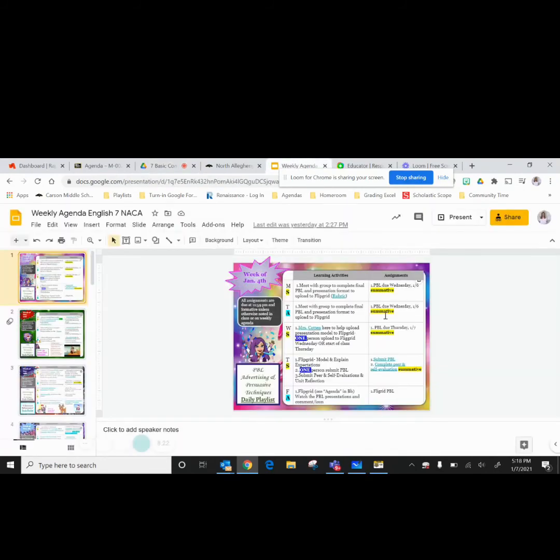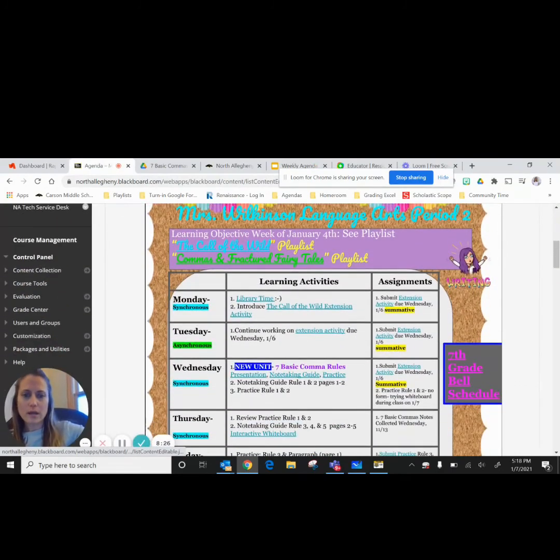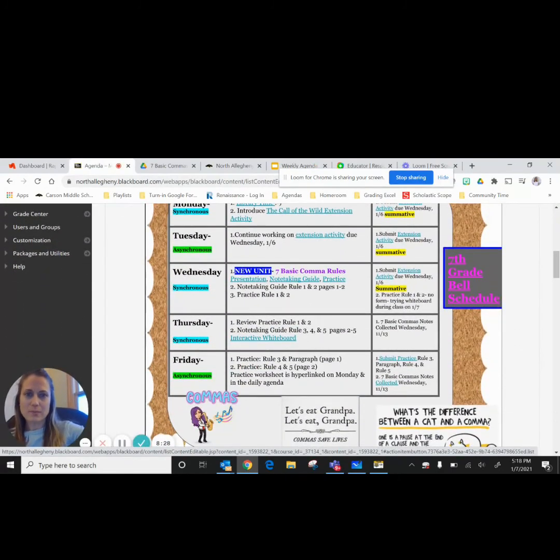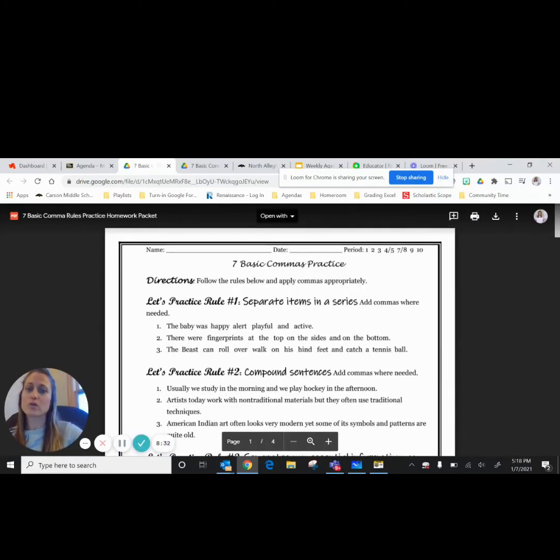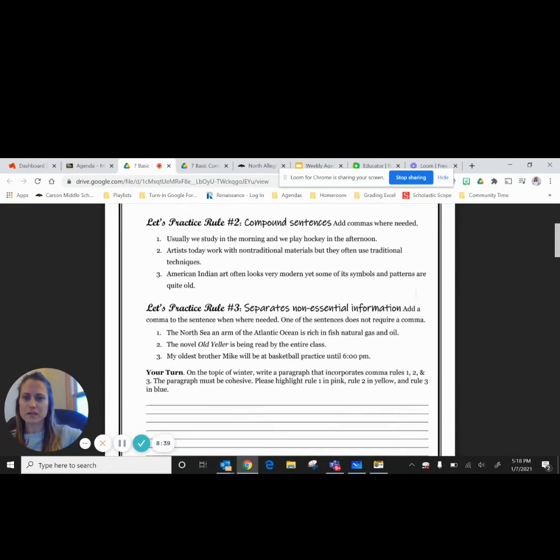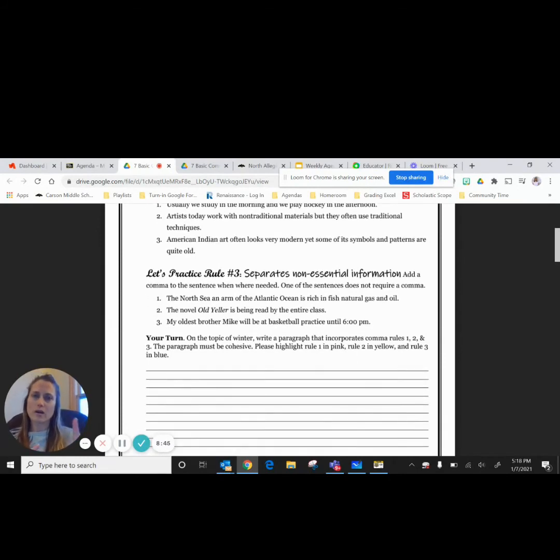Now moving forward, you will complete the practice. So let's take a look here. I'll review your 1 and 2 because the whiteboard didn't quite work to display your homework, but I'll take a peek at it when you submit it. You're going to do the let's practice 3, separate the non-essential information. Remember, 1 doesn't require a comma. It's if you need to identify that subject for more details to separate it from the other nouns.